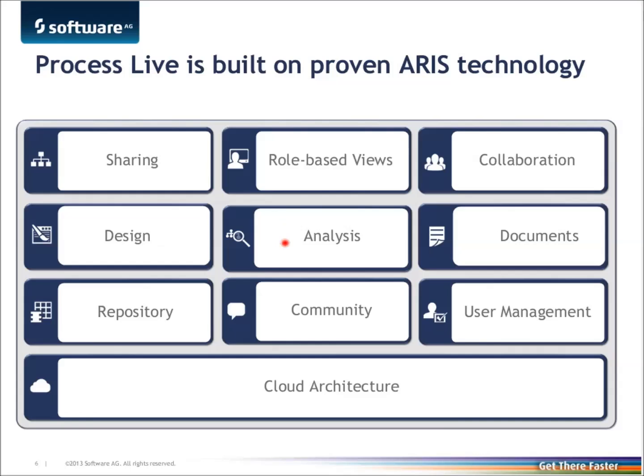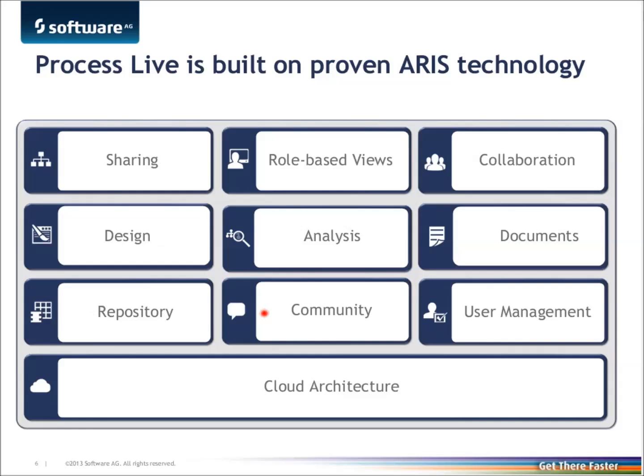You can analyze processes. Process Live comes with a set of reports, and they are going to be extended over time. You can upload and manage documents. So if you have a certain document which should be attached to a process, you can upload it and distribute it. Process Live is built on a repository, so it's built on a database, which helps you to reuse objects. So if you have the same object twice, it will be one object in the database, which will help you to run an analysis over the project or over the process, asking, for instance, which processes are using this very IT system.